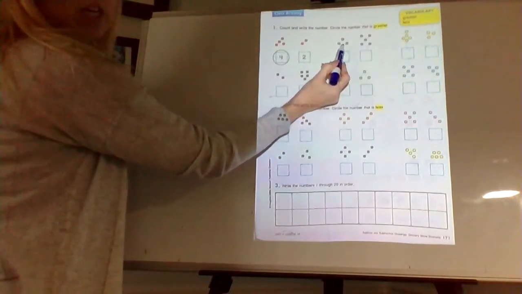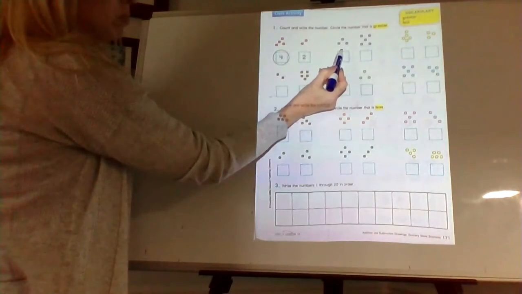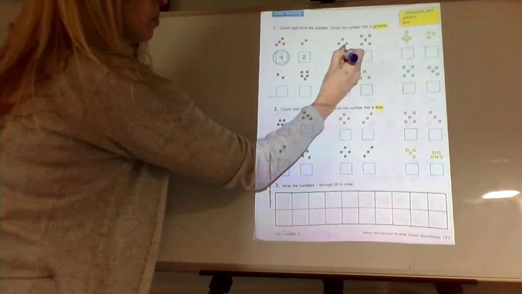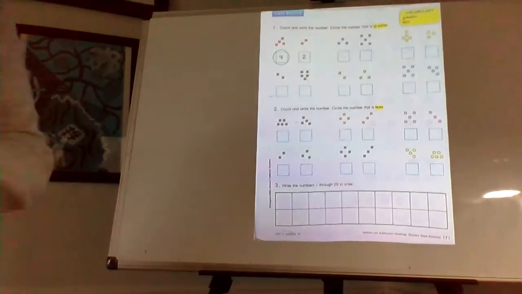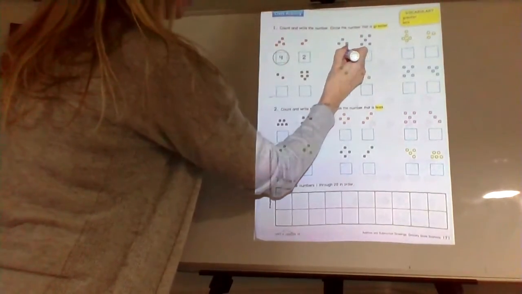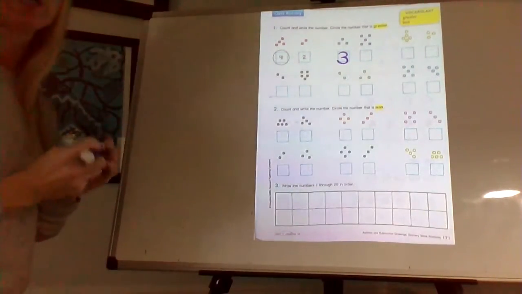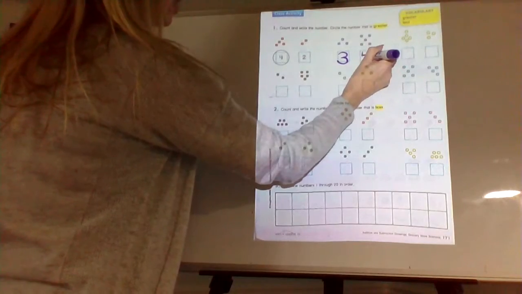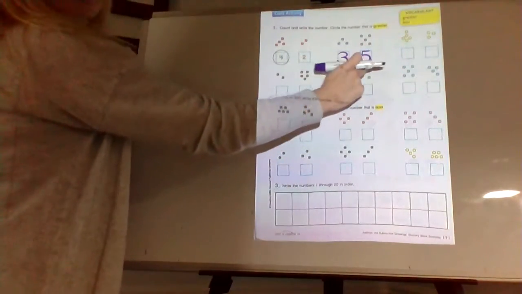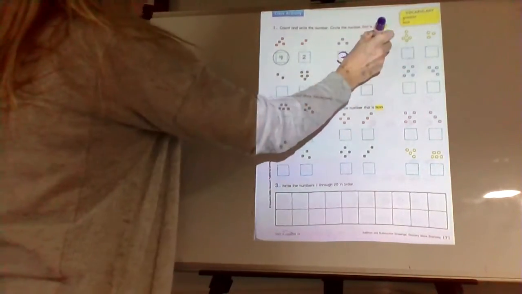Okay, let's look at the next set. So the first set, how many dots are there? 3. And the second set has 5. Which is greater, 3 or 5? 5 is greater.